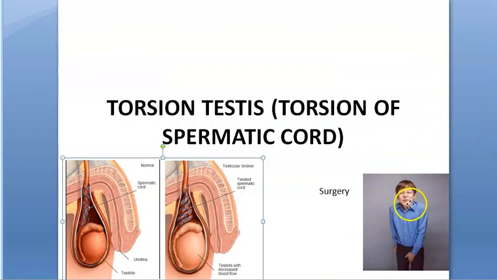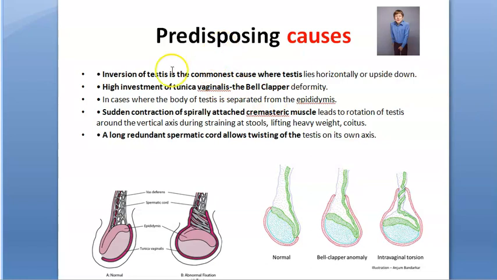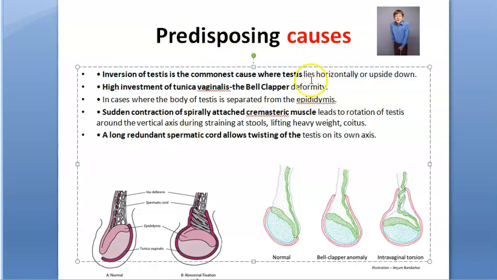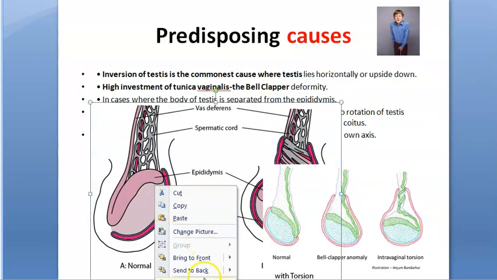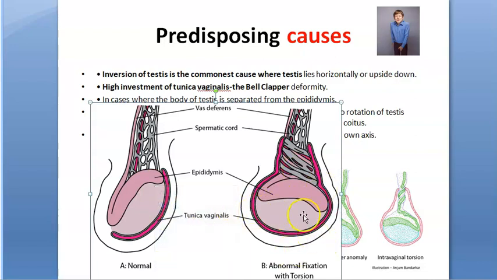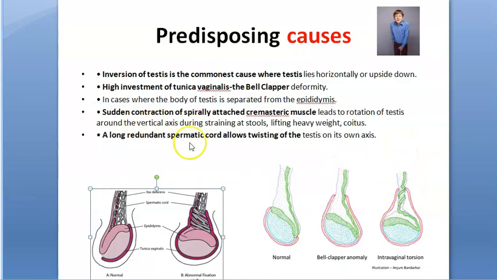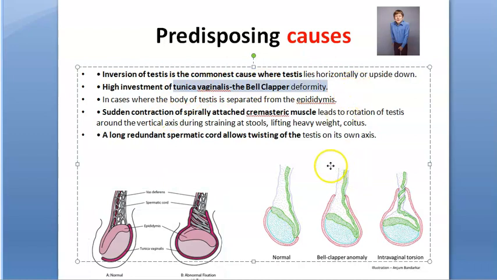So basically in young boys you should be very careful when they come with abdominal pain. You should examine the testis. Okay, so let's look at this. Why does this happen? Because of inversion of testis, where testis lies horizontally or it lies upside down. So you can see here how the testis is lying in a different way. Abnormally it is lying, right? So inversion of testis is the most common cause, where testis itself is in a wrong position, horizontal or upside down. Okay. High investment of tunica vaginalis, that is the bell clapper deformity.